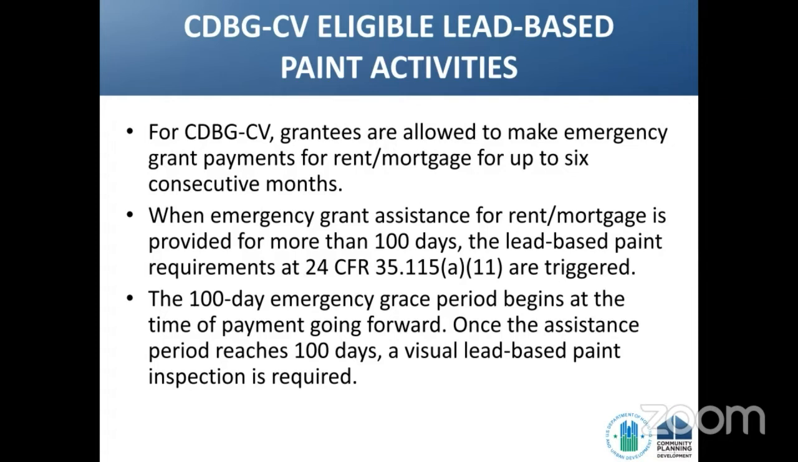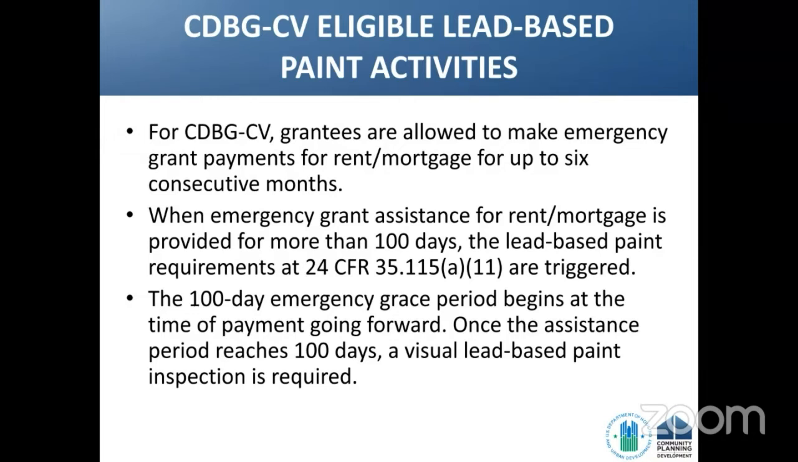So when does this emergency grace period start? It starts at the time payment is made going forward. Once the assistance period reaches 100 days, the visual lead-based paint inspection is required. So if they want to continue to use CV money for emergency grant assistance past 100 days, usually within the 4 to 6 months, then they have to do the visual lead-based paint inspection.